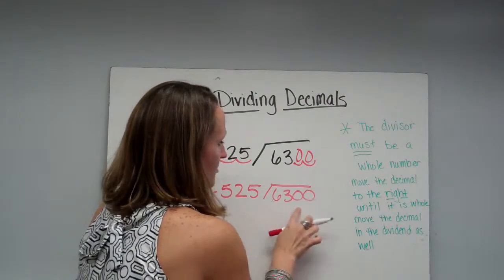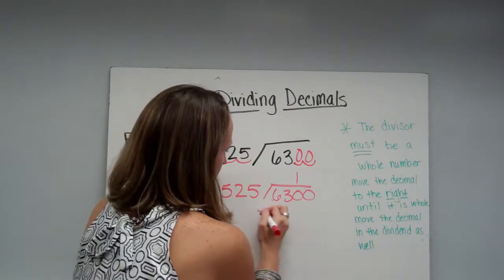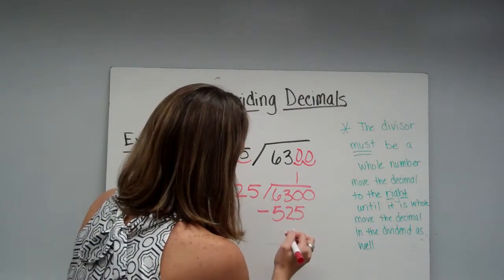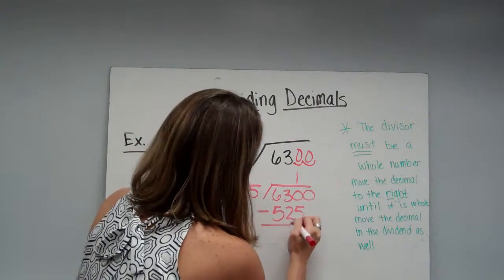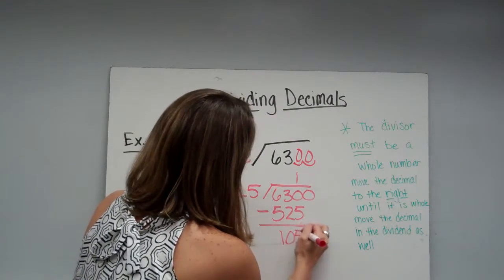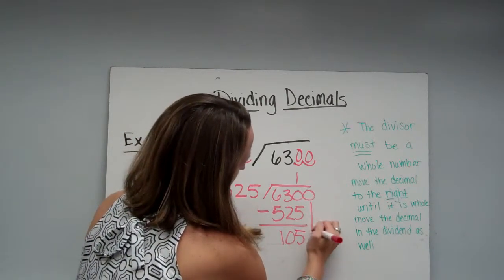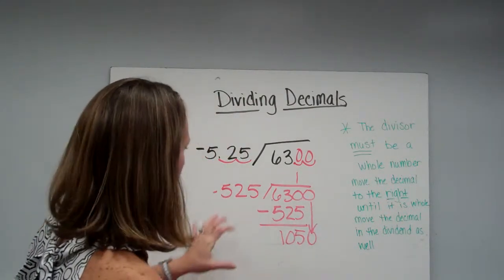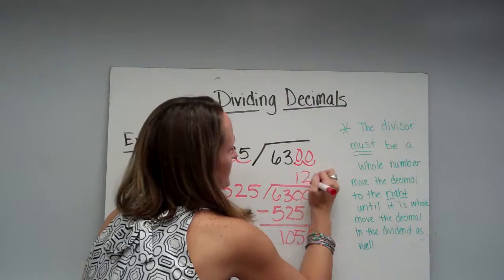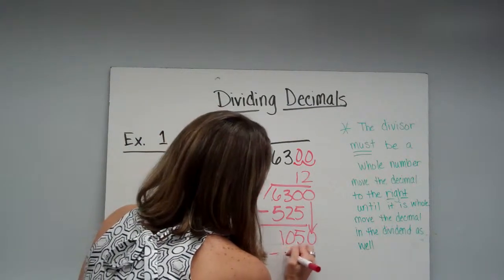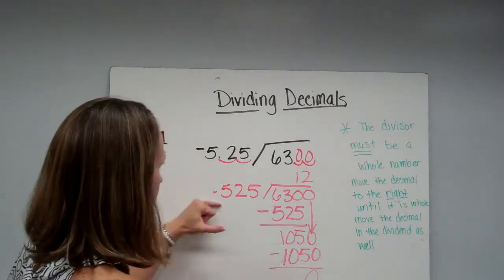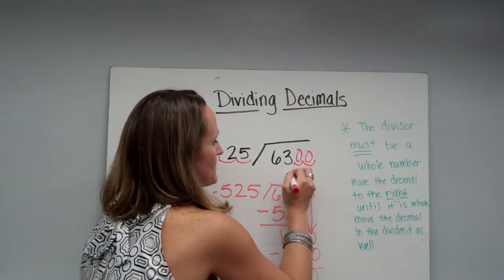So 525 goes into 630 one time, minus 525. That's going to give you, what, 105. We're going to bring down the 0. And 525 will go into 1,050 2 times. Should go in exactly 2 times. And then we'll do 0. And now this was negative, this was positive, so our answer should be negative 12.